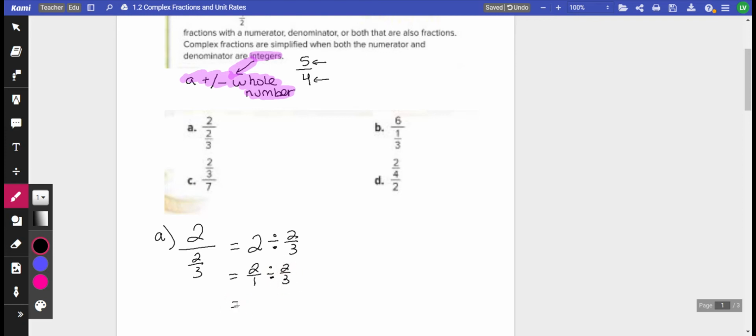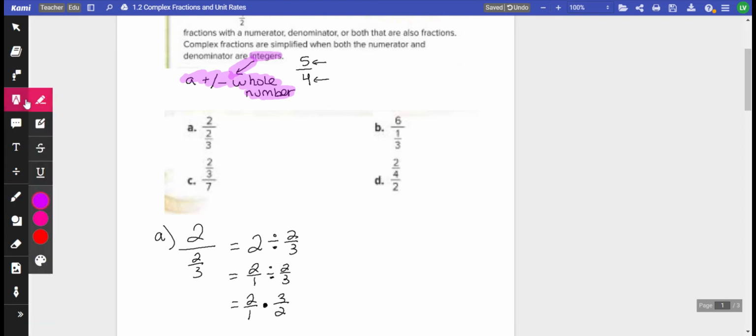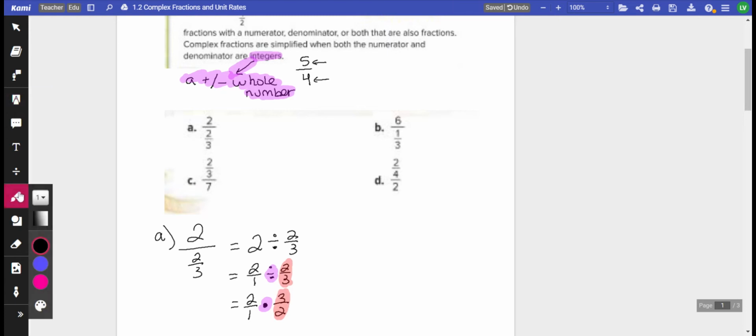Next, I want to multiply by the reciprocal. 2 divided by 1 times 3/2. Again, I want to multiply, meaning I change my division into multiplication, and I want to multiply by the reciprocal. The reciprocal of 2/3 is 3/2. So the reciprocal means that you are flipping your fraction over.